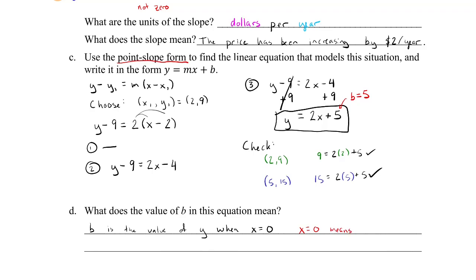remember, x represents the number of years since 2000. So x equals 0 means the year 2000, which is when the object was released. So when x is 0, so in the year 2000, y represents the price of the object. So the price of the object was the value of b, so was $5.